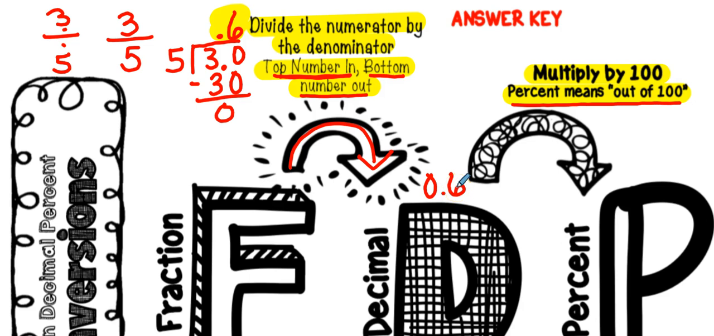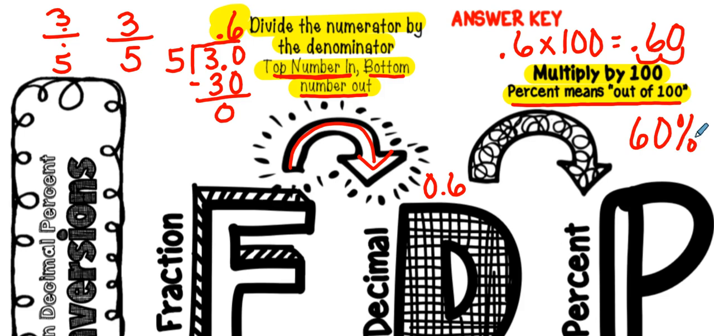So when I multiply by 100, as we've been practicing with scientific notation, when I multiply a number by 100, or 10 to the power of 2, I move my decimal point over 2 places. So I'm going to take my decimal and move it over 2 places. So now my percent is 60%.